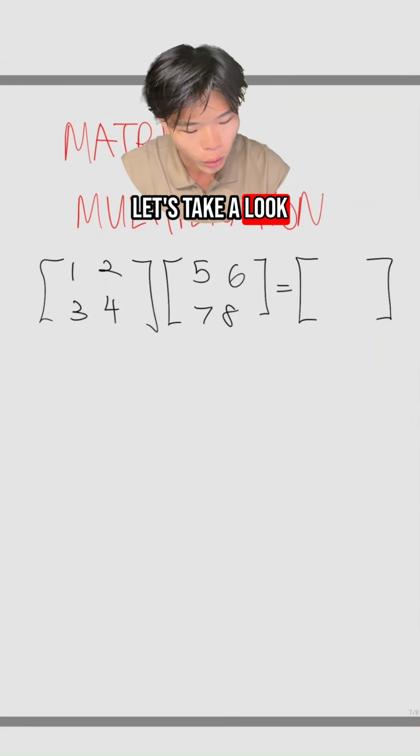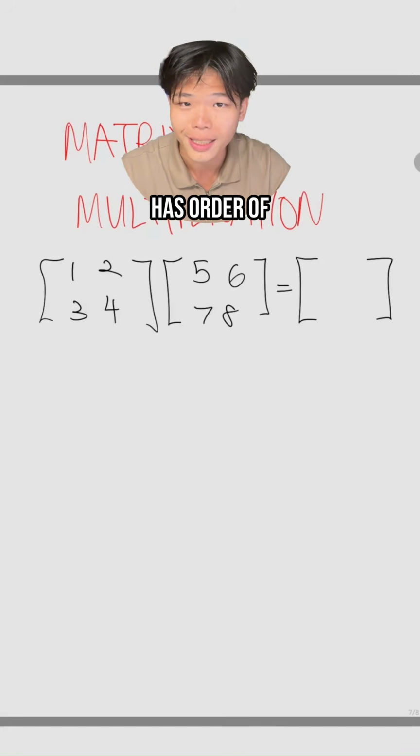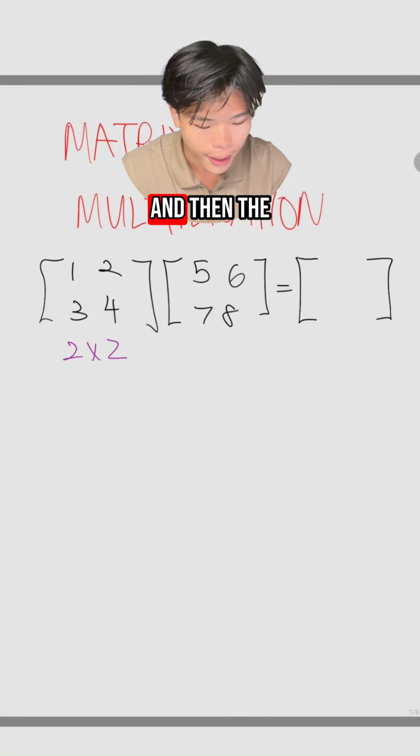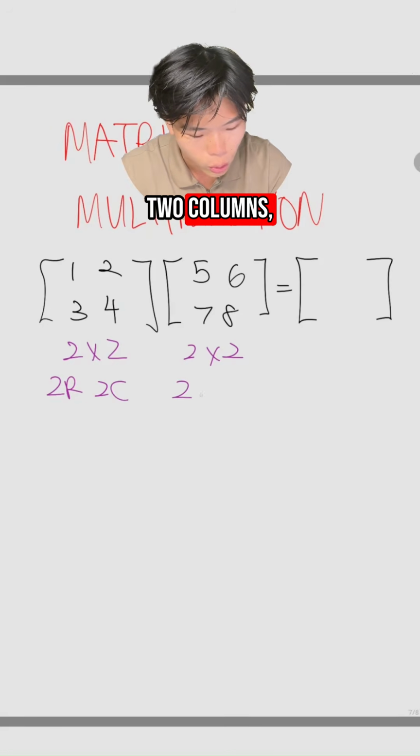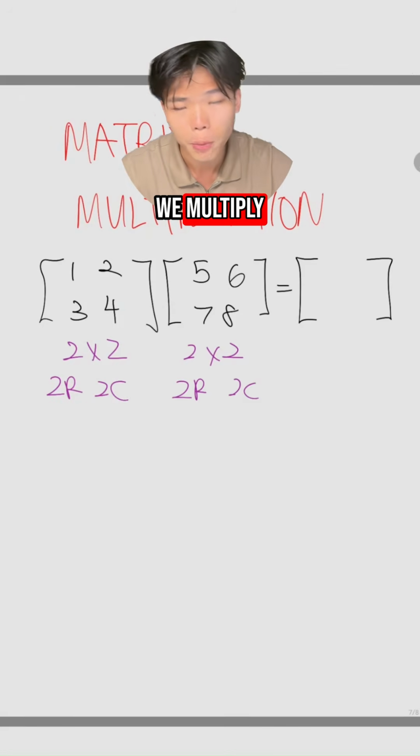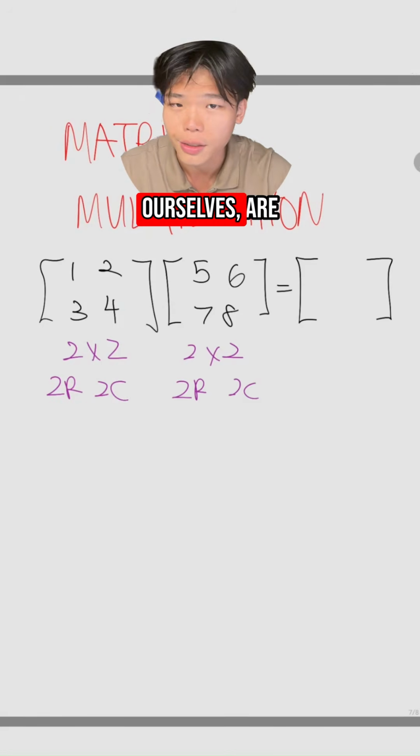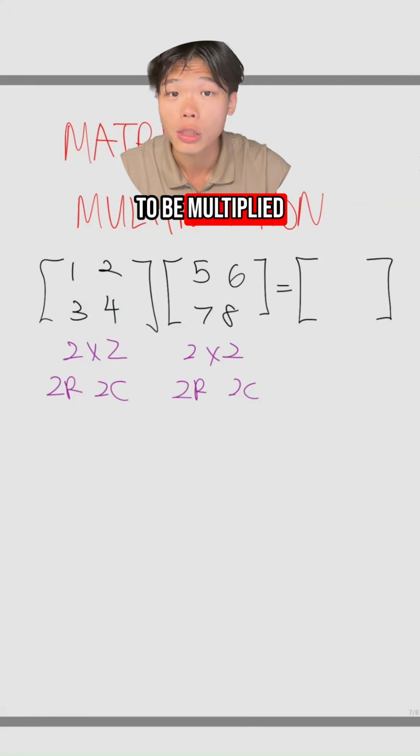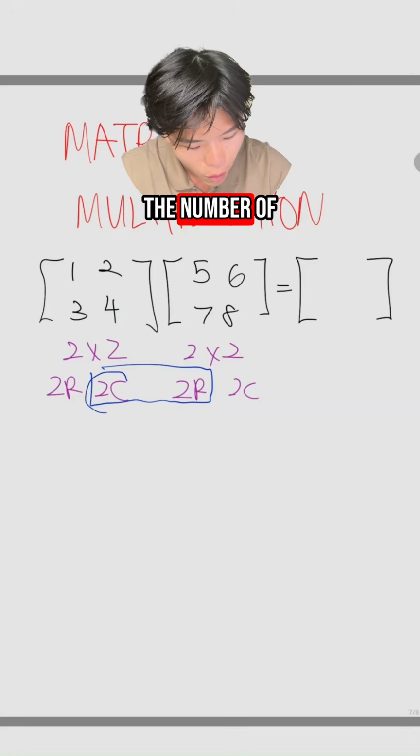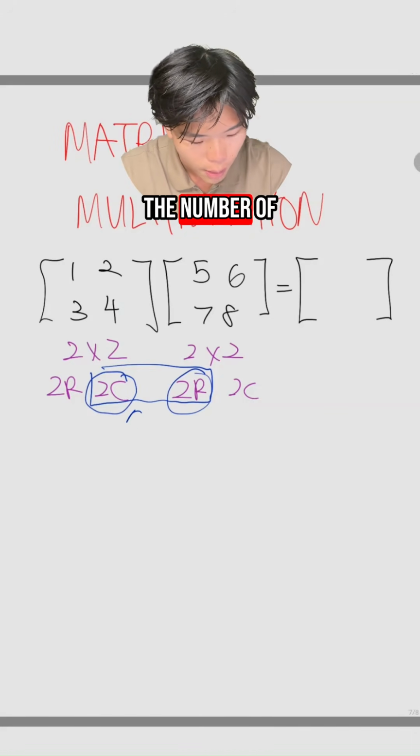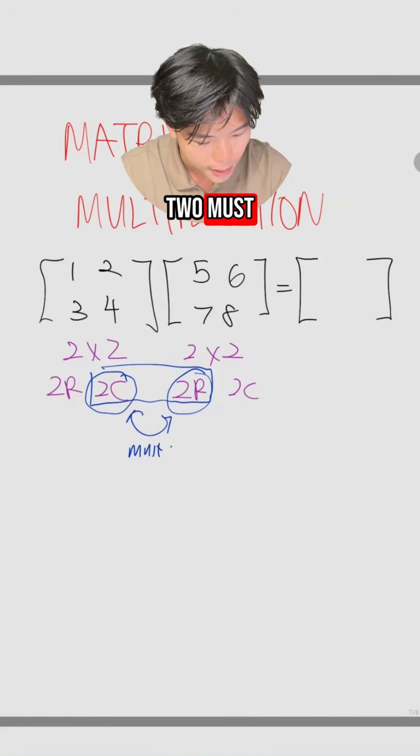Now over here, let's take a look at this matrix multiplication. The first matrix has an order of 2 by 2, and the second matrix over here has an order of 2 by 2. 2 rows, 2 columns, 2 rows, 2 columns. But before we multiply two matrices together, we need to ask ourselves, are they even able to be multiplied together? And the answer is yes for this context, because you can see that the number of columns over here matches the number of rows over here. So these two must match.